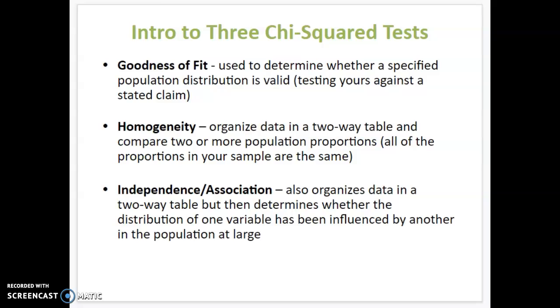Chi-squared tests. One of the last ones that we learn in AP statistics, and we are jumping from quantitative data and working with means to multiple proportions. So looking at categorical data, but something that we cannot do with just the z-test for proportions or the z-intervals for proportions. So there are three different tests.